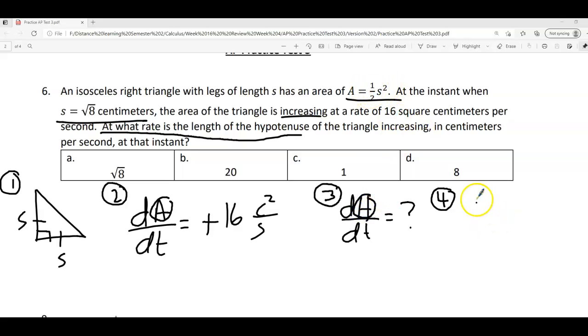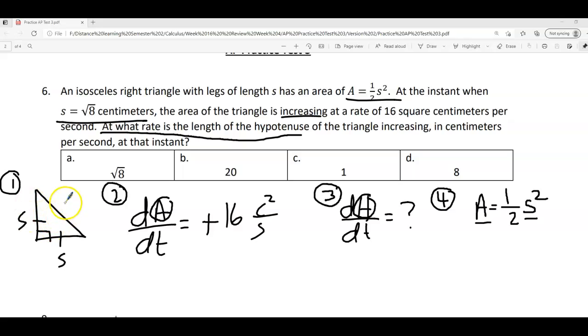Now they've given us a formula up here. The area is equal to 1/2 s squared, but the problem with this formula is that it connects A to s. But for this step, I need a formula that connects A to h. And sometimes they'll give us problems like that. So what that means is I need to somehow get rid of this s and replace it with an h. How can I do that?